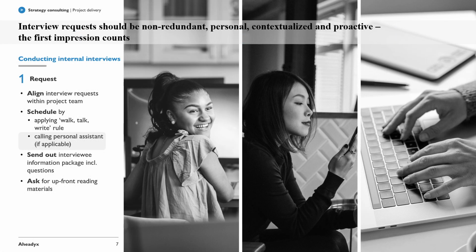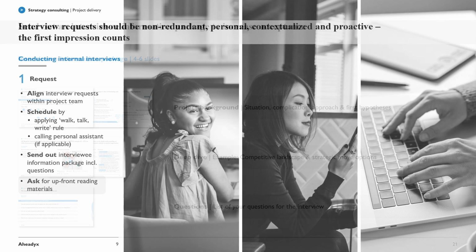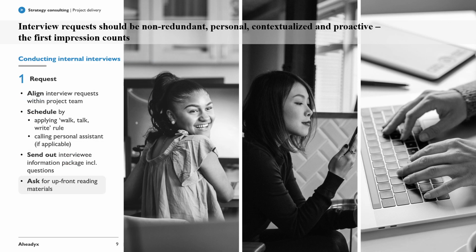More senior stakeholders, like for example executives or heads of divisions, usually have a personal assistant, and it's best practice to call them to ask for the interview. Regardless of whom you're interviewing, you should always send out an interview information package that contains 4 to 6 slides on the project background, a selected deep dive for the interviewee, as well as your specific questions. This is also an opportunity to ask for any upfront reading materials that they have at hand, so you can prepare for the interview best.